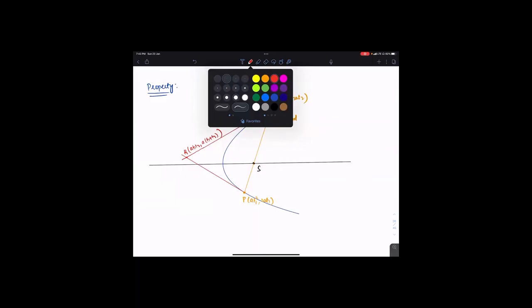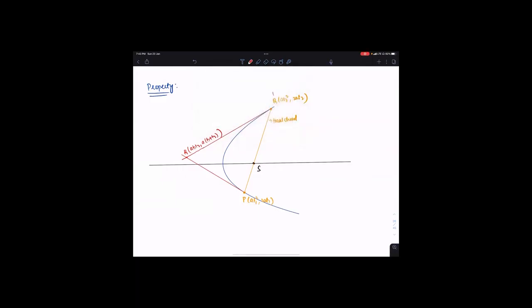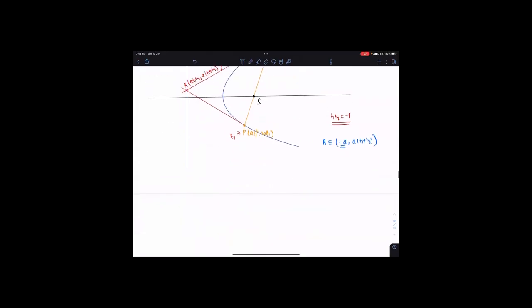Now for the focal chord, the property will be, if this parameter is t2 and this parameter is t1, then t1 t2 will be minus 1. If that is the thing, then you can see clearly the point R will be (minus a, a(t1 plus t2)), because t1 t2 is minus 1. So the x coordinate of R will always be minus a. That means R will be on the directrix. That is the first important point. That is, the tangents drawn. Let me write it here.